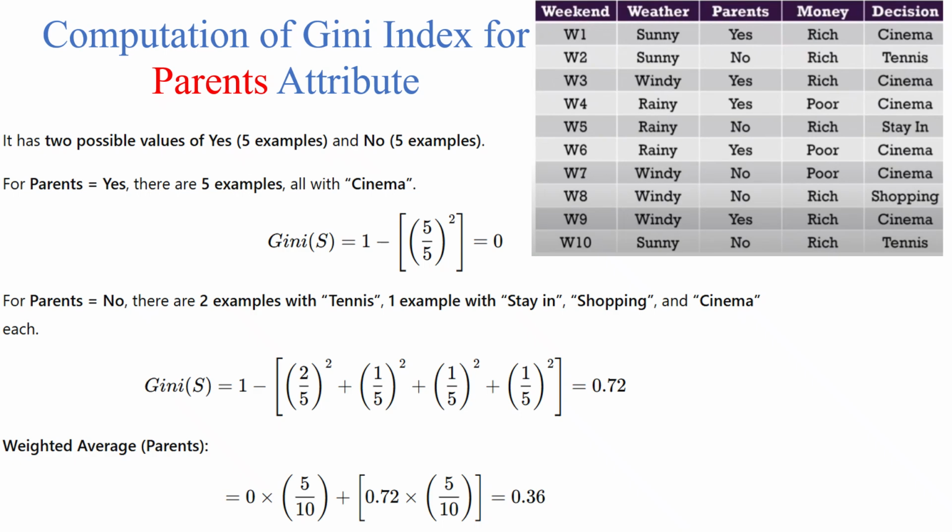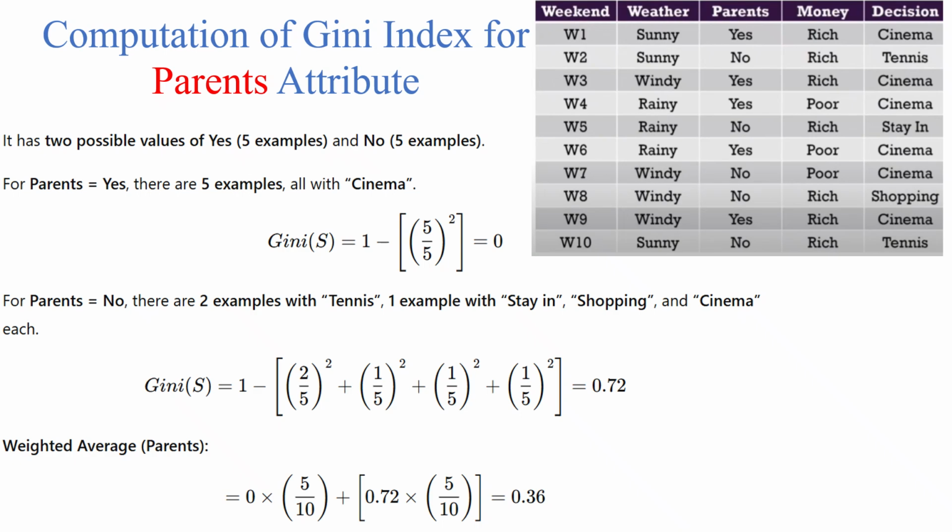Next, we are going to calculate the Gini index for the attribute parents. For parents, only 2 outcomes are possible: one is yes, another one is no. Out of 10 samples, we got 5 samples with the value yes and 5 samples with no. First we are going to calculate for yes. For yes, out of 5 samples, all 5 samples have the decision cinema only. So 1 minus 5 by 5 the whole square, the answer is 0.